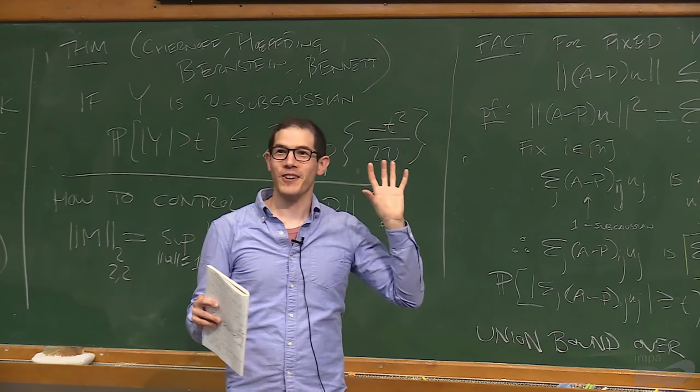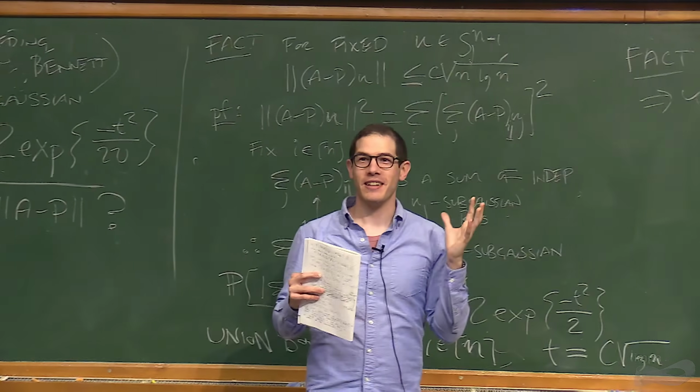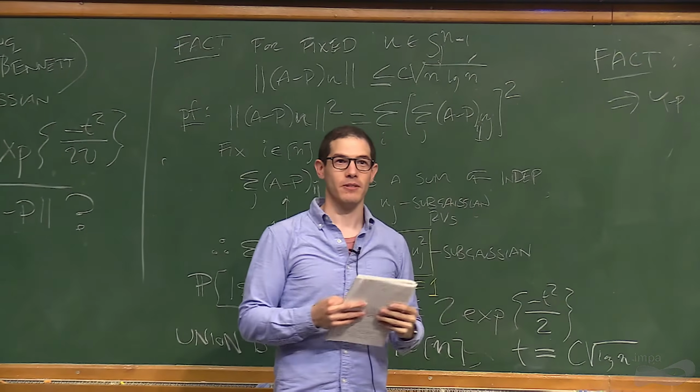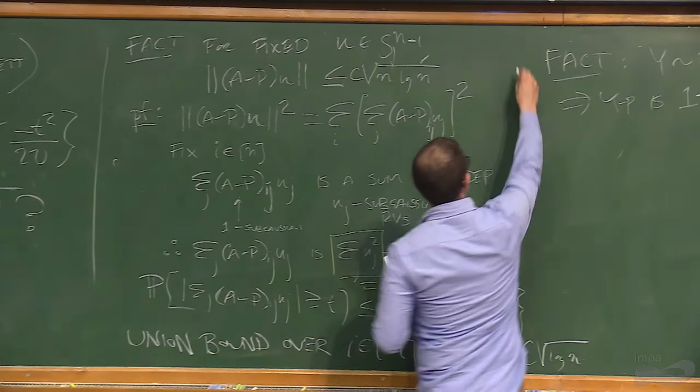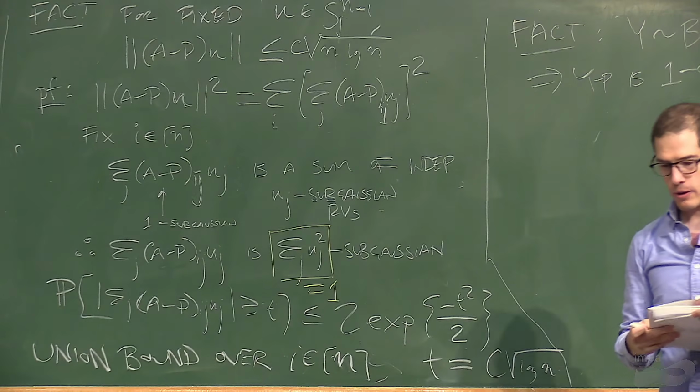The unit sphere unfortunately has a few too many elements at the party to make that feasible, right? So the key idea here is going to be something called an epsilon net. And we're going to talk about this, and then we're going to call it a day.